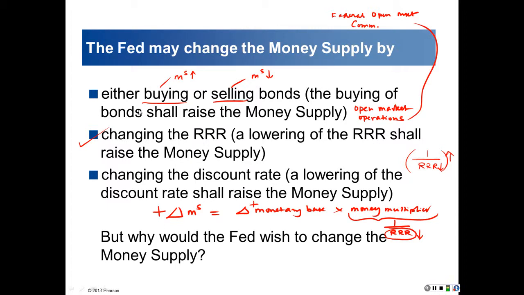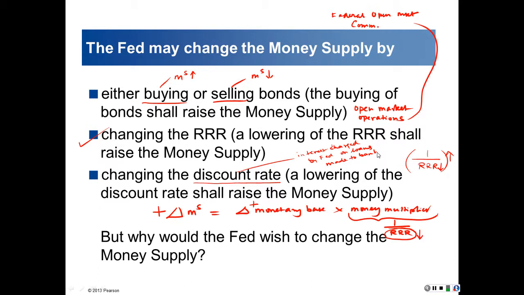And the third way in which the Fed can alter the money supply is by changing the discount rate. And do you recall what the discount rate is? The discount rate is the interest rate charged by the Fed on loans made to banks.